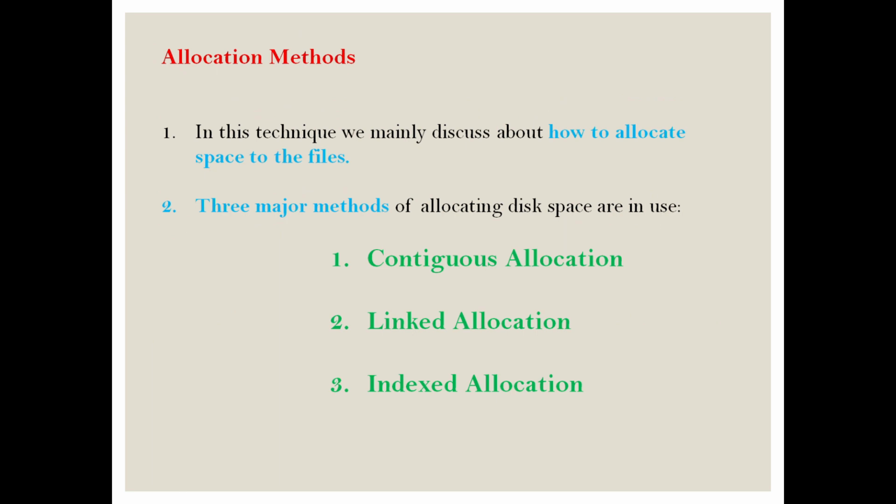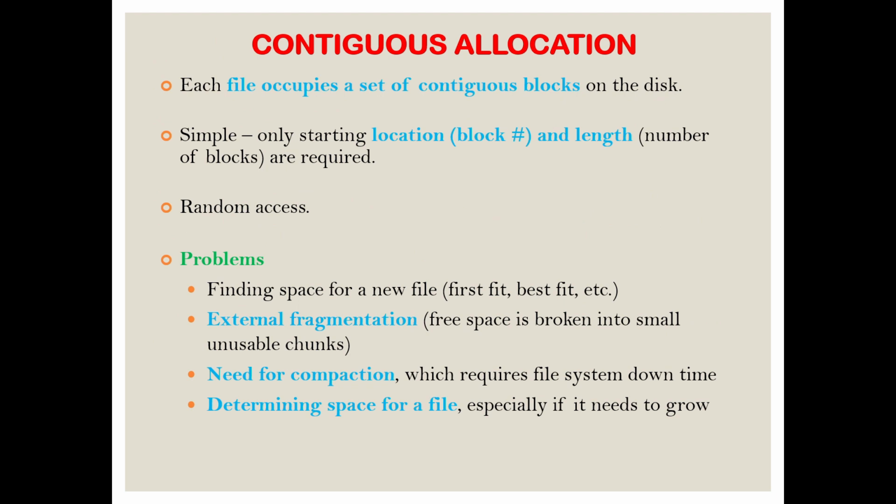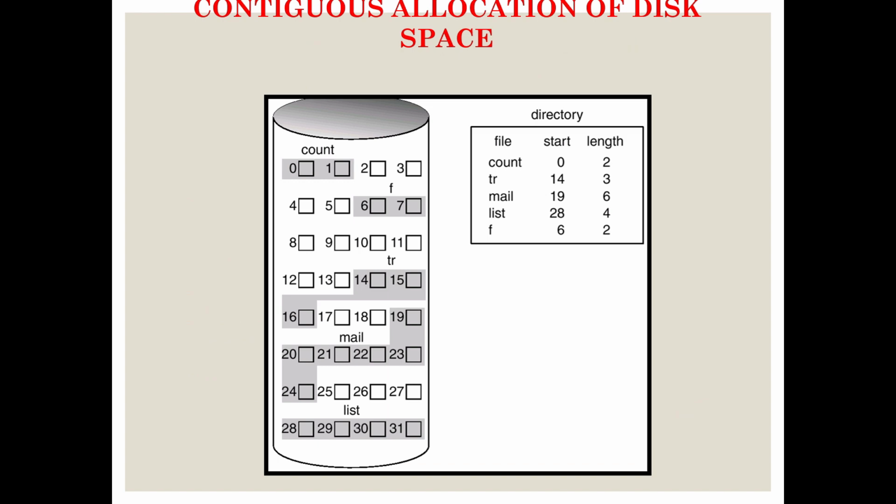So for the allocation methods, there are three types of allocation: continuous allocation, linked allocation, and indexed allocation. For continuous allocation, each file occupies a set of continuous blocks on the disk. It is simple: only the starting location, block, and the length, the number of blocks, are required.